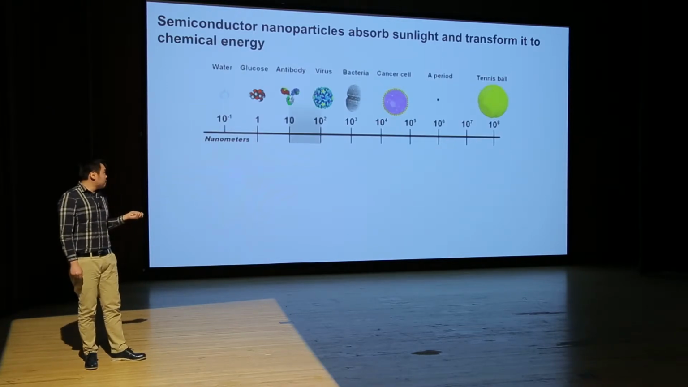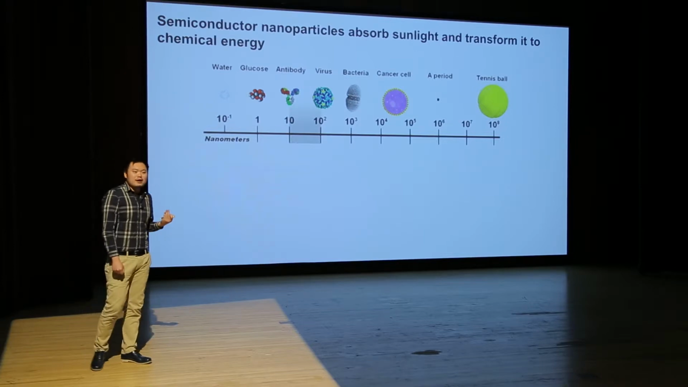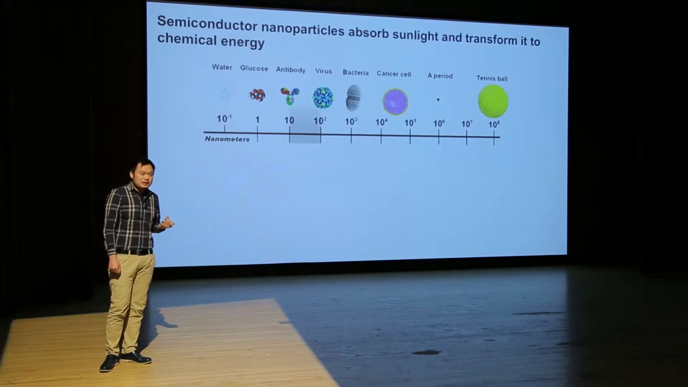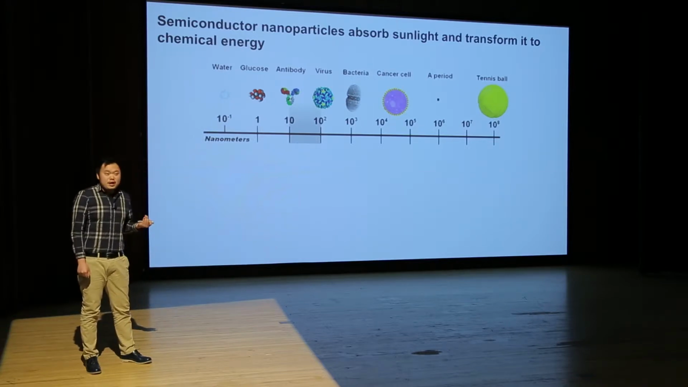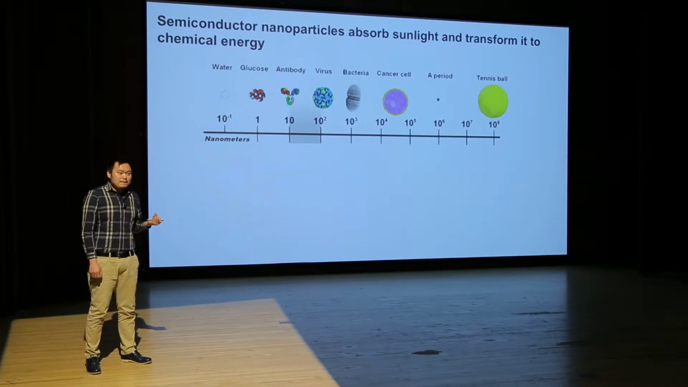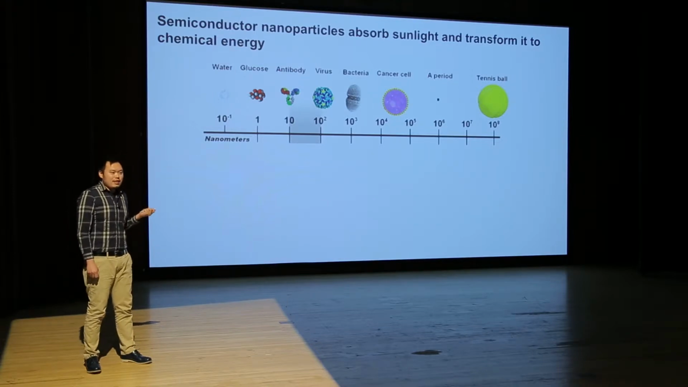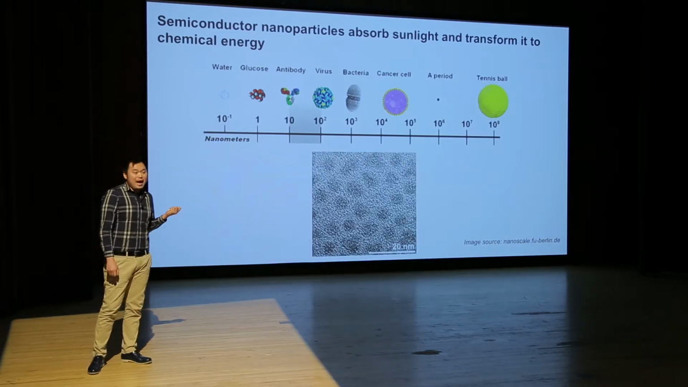Here I show you a figure to help us better understand how small these nanoparticles are. They are about 10 to 100 nanometers in size. If you grab a piece of paper and write a period on it, it's actually about 100,000 times bigger than a nanoparticle.